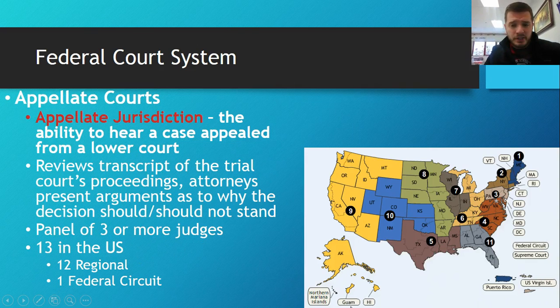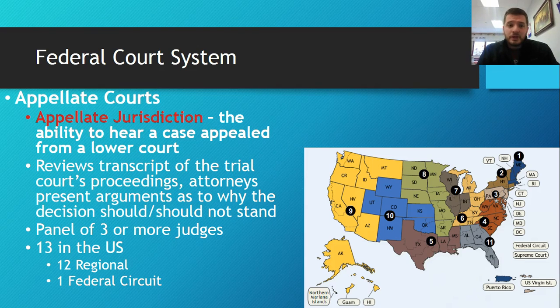The appellate courts, again, are also known as the appeals courts. They have appellate jurisdiction, which is the ability to hear a case that was appealed from a lower court. So when you go to a district court and they make their decision, the jury makes their decision, and you can appeal that.